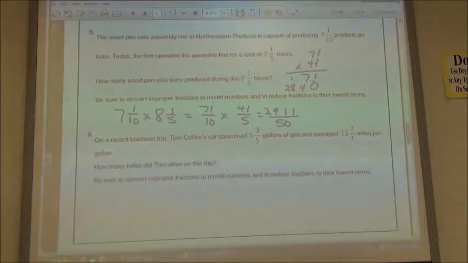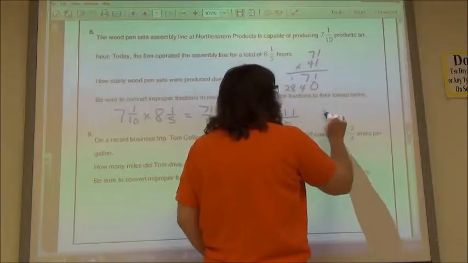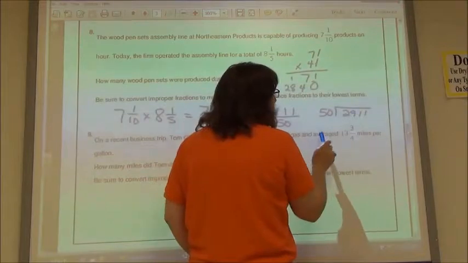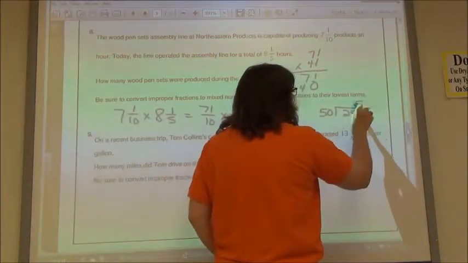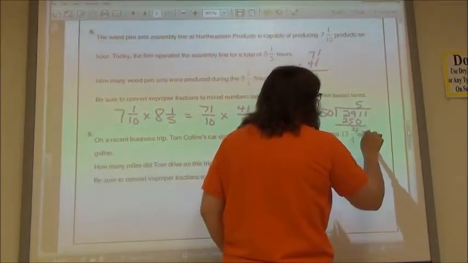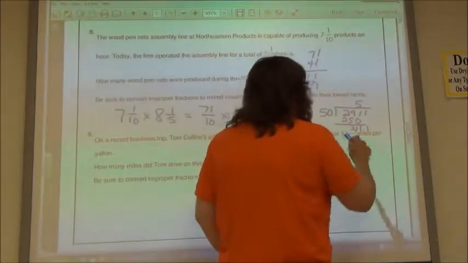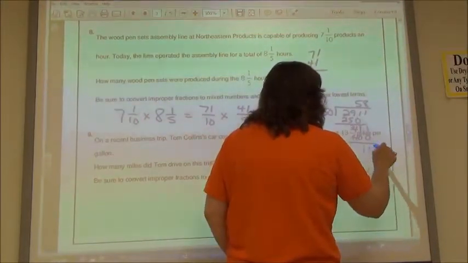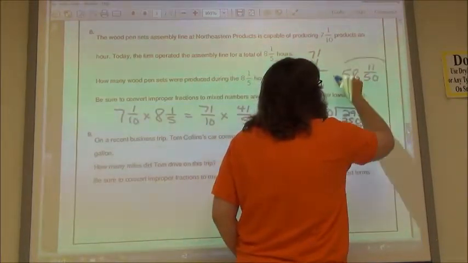2,911 when I multiply that out. And then I want to change my improper fraction to a mixed number, so I'm going to divide 50 into 2,911. 50 doesn't go into 29, so 50 into 291 would be 5 times. 5 times 0 is 0, 5 times 5 is 25. I have a 4 and a 1 and a 1, so 50 into 411 would be 8 times. 8 times 5 is 40, so 400. And I got 11 left over, so 58 and 11/50ths is what I end up with.